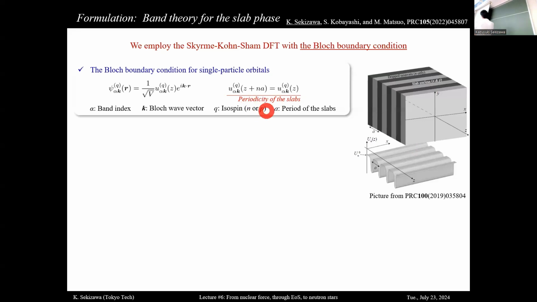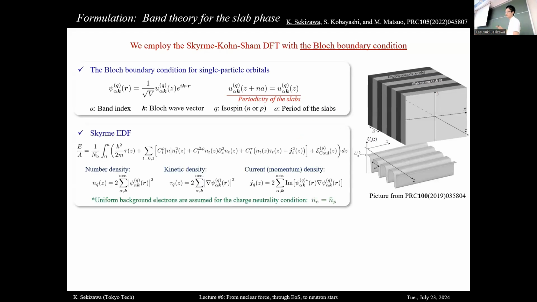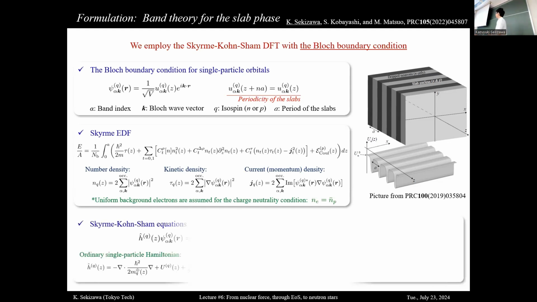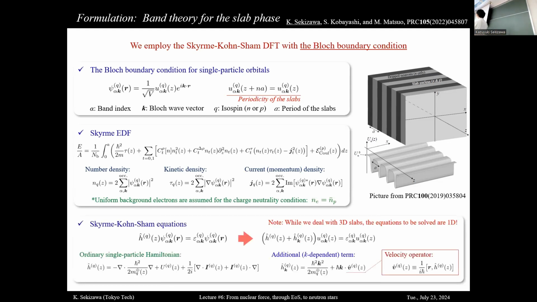After A, in the period A, we have the appearance of the same slab structure. So we impose this periodicity on the wave function, and we solve the Kohn-Sham equations and do the calculation. I skipped the details, but we can formulate the Kohn-Sham equations and the time-dependent extension based on this boundary condition for solid states.